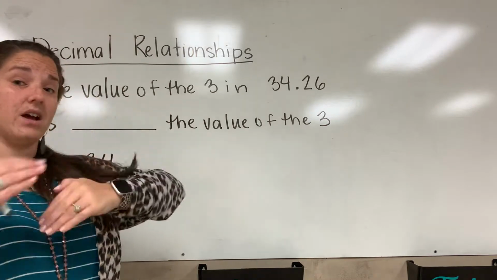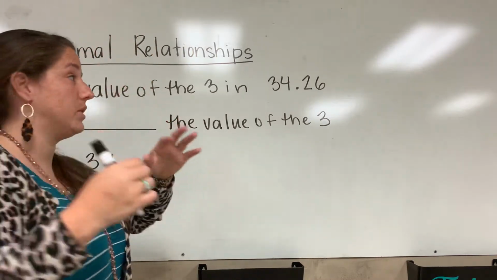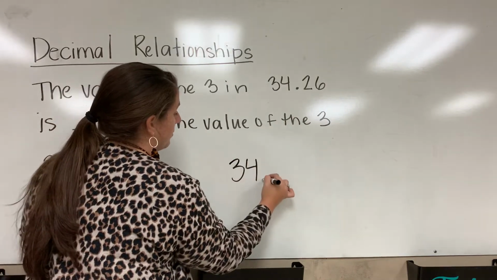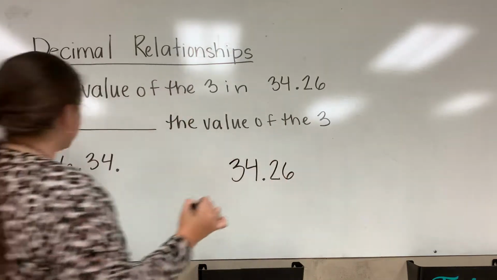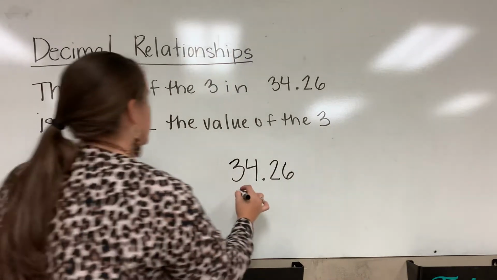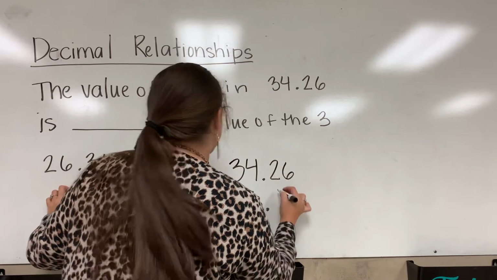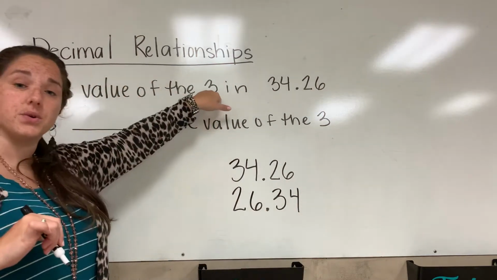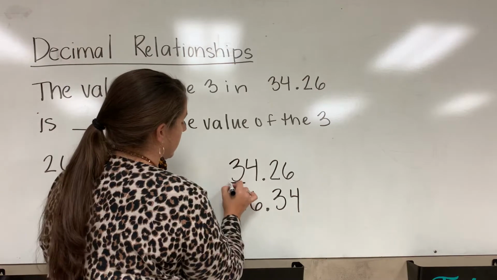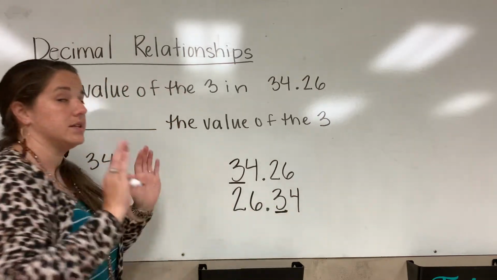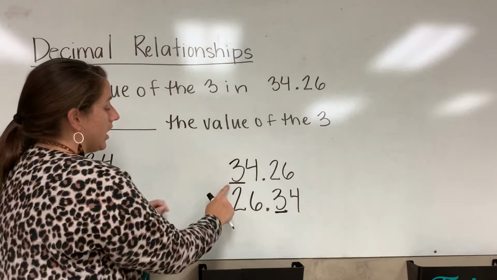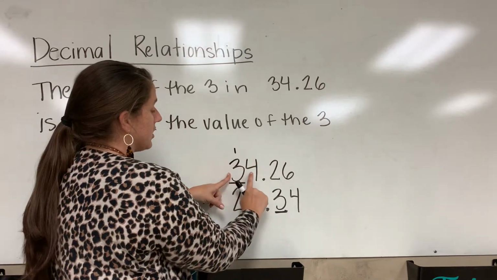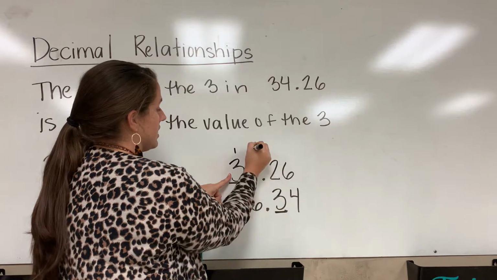First, I stack my numbers so that I can see what we're dealing with. So this is my first number, 34.26. This is my second number, 26.34. And we're looking at the value of 3. So what I do is I underline my 3. This is the 3 I'm looking at. So I'm going to put a 1 right there, and I'm going to draw zeros until I get to this 3.